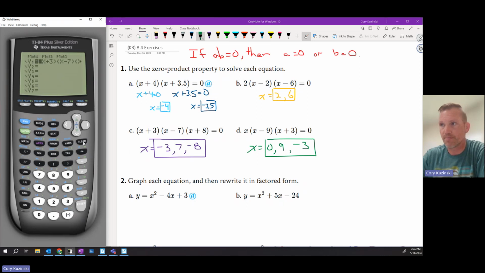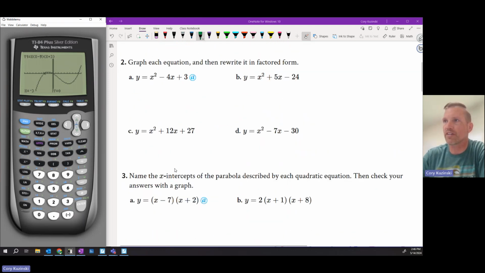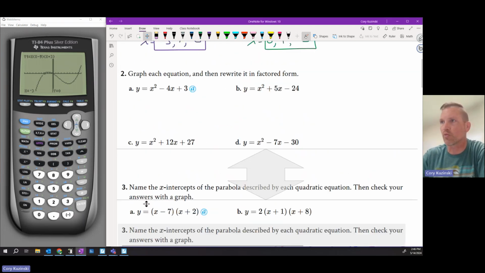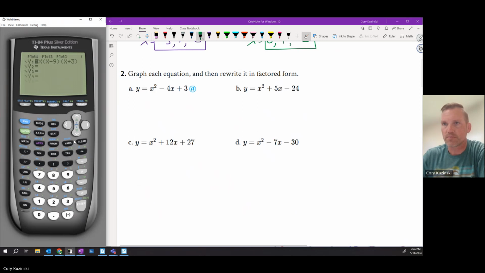Let's graph that one too. x times x minus 9 times x plus 3. Graph it. All right, let's go trace. 0, boom, that gives me an output of 0. 9, boom, that gives me an output of 0. -3, boom, that gives me an output of 0. We got it.